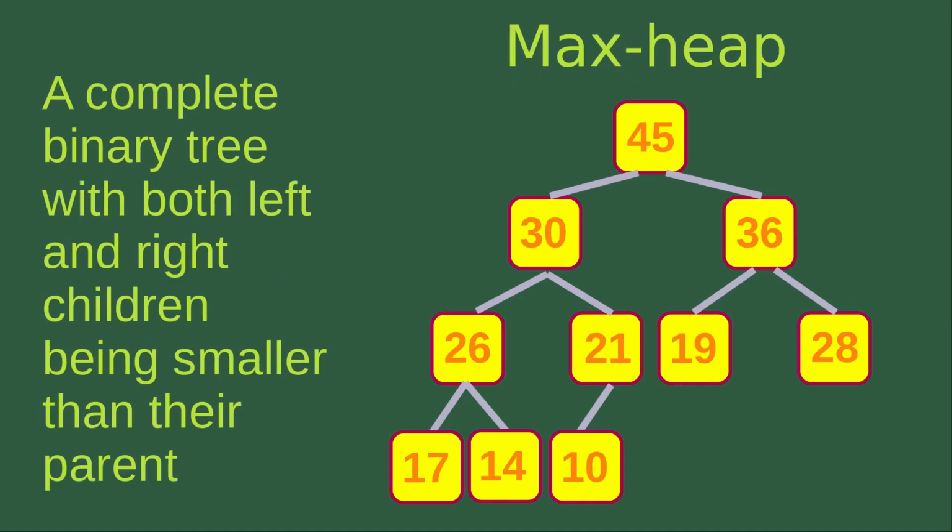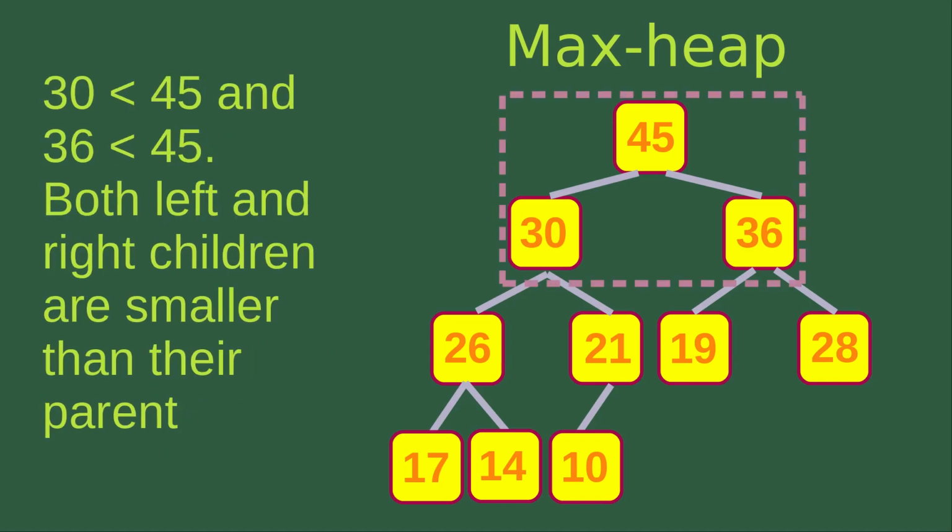And a max heap structure, which is used in the heap sort process, is simply a complete binary tree with both left and right children being smaller than their parent. Now I have a max heap structure on the right hand side. In order to check the condition listed on the left hand side, we need to draw a lot of subtrees from this max heap structure. For example, we need to check the subtree structure from top to bottom and from left to right.